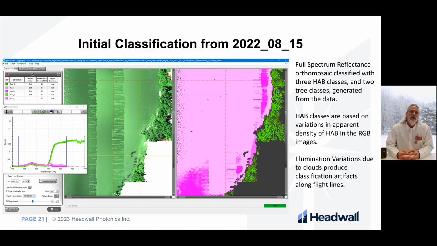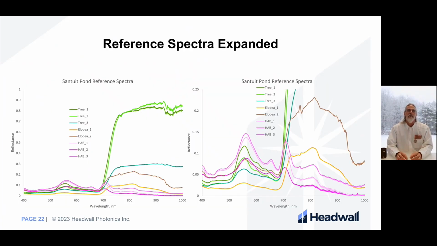And so I chose 3 different classes of the harmful algae, 3 different classes of trees, and built up a spectral library, not from ground truth, but from pixels in the image. And so I chose a region that looked relatively uniform, got an average spectra from a few thousand pixels of that, built up the library, and then used that library to then classify all the pixels in the image. Okay, the next slide, please.